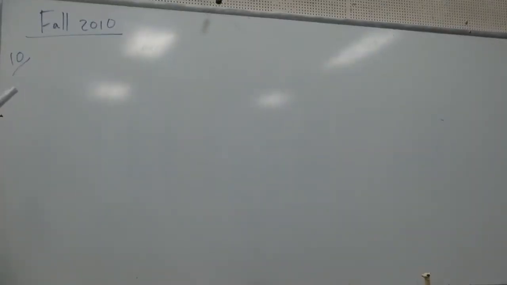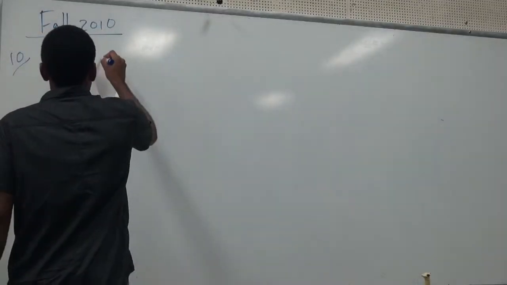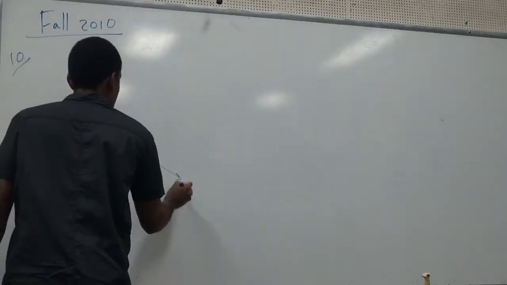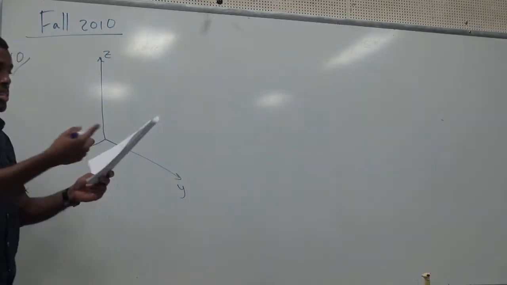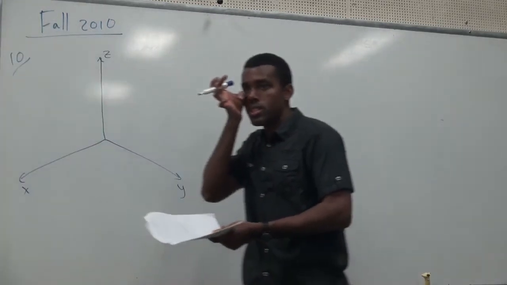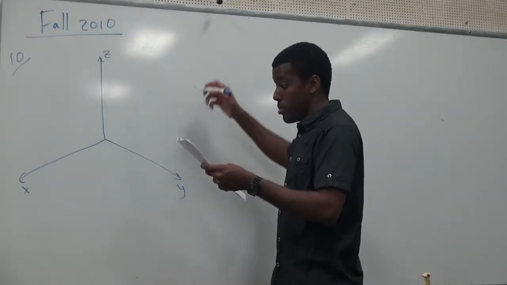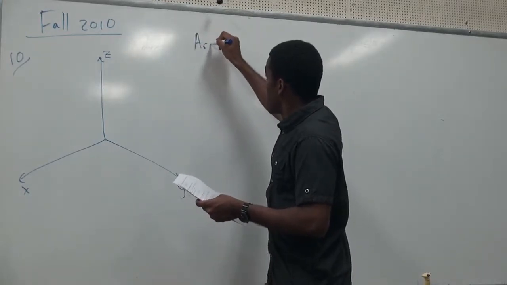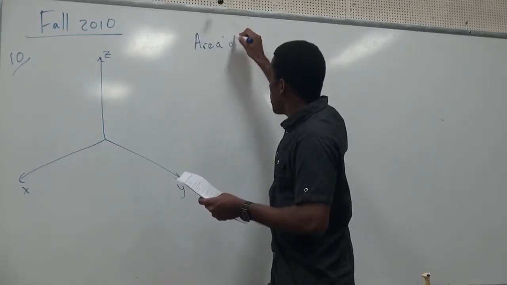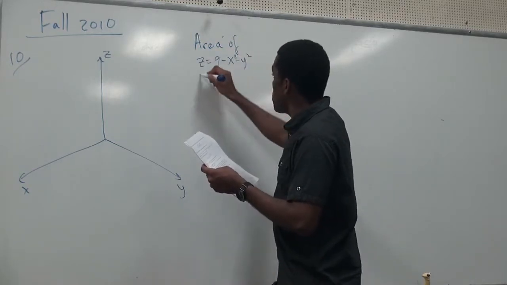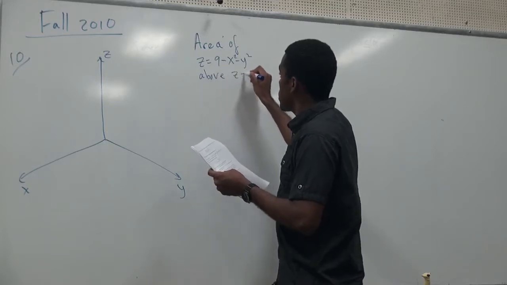Sketch the portion of the paraboloid that lies above the plane, and find its surface area. This one specifically asks you to sketch, and typically with the area problems, they ask you to sketch something first, then find the area. So I want the area of z equals 9 minus x squared minus y squared above z equals 5.